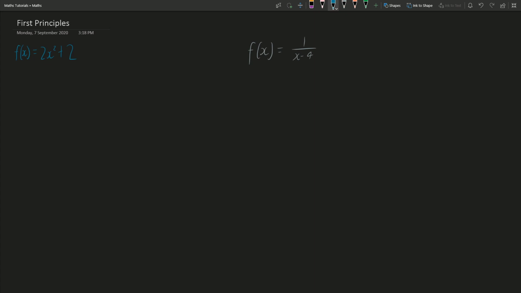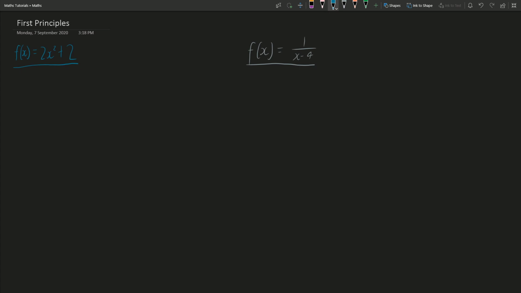Hello everyone. Today we'll be discussing first principles and we're going to look at the two questions from the previous two practice tests. So on the left here, I believe this is the 2017 one, and on the right here, this is the 2018 practice test. So we'll go over both of them, how to do it.